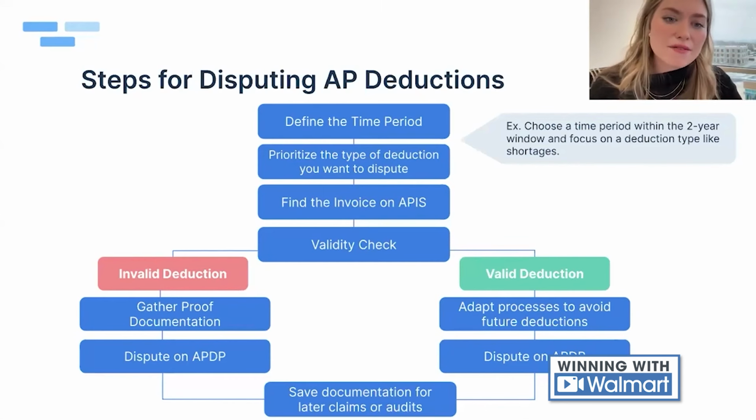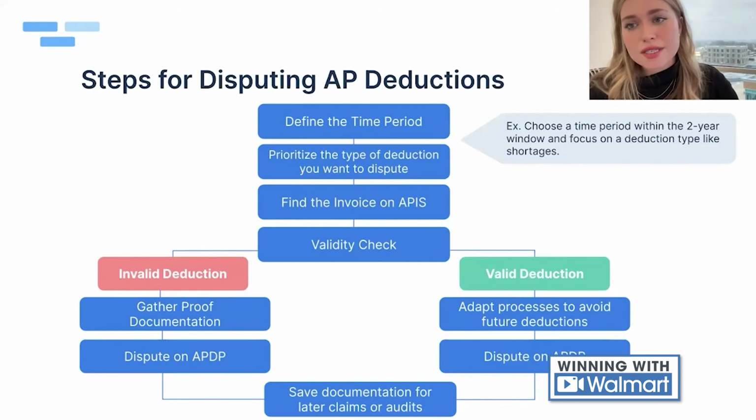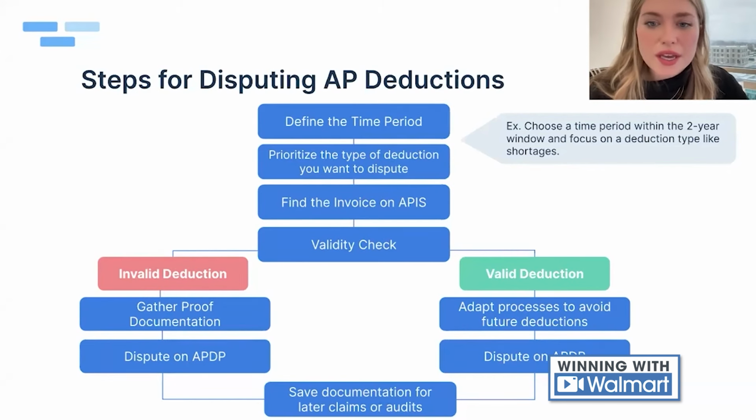But usually, if it's an invalid deduction, you're going to want to gather that proof documentation, which usually you already have if you've done that validity check. And then you're going to want to dispute it on APDP. Then make sure that you're saving all of that documentation for later claims or audits, stored in a central place that everyone can reference, especially if you have a larger team dealing with multiples of these deductions, so it's easy to refer back to.